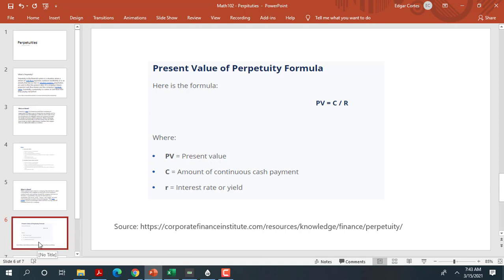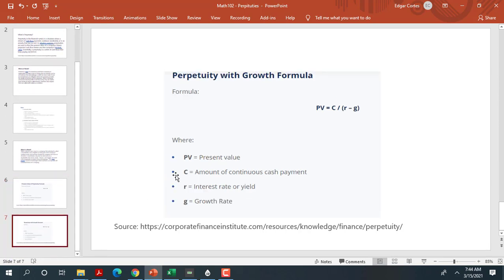So another concept here is the perpetuity with growth formula. Meaning perpetuity plus growth consideration, because we assume that a company is built to grow, to become bigger, like Ayala Corporation, like Facebook, Google, Microsoft, something like that. I hope you're familiar with that. So this is the formula: PV, which is the present value, equals C, the amount of continuous cash payment, over R minus G. R is the interest rate or yield, and G is the growth rate.